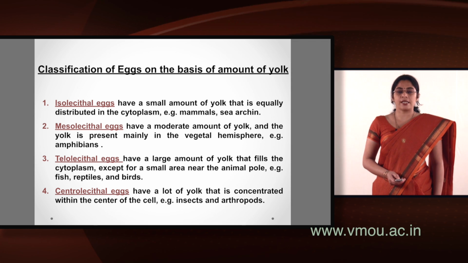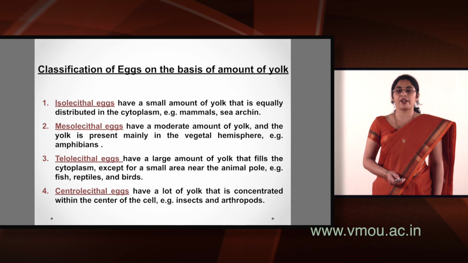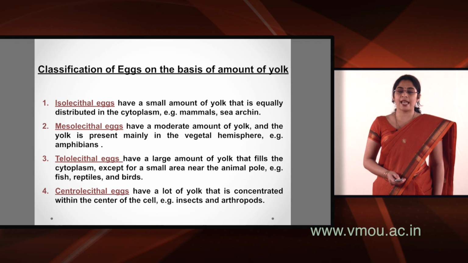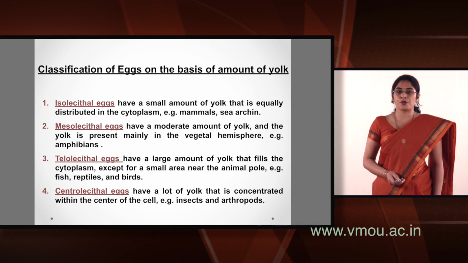Fourth, centrolecithal eggs have a lot of yolk that is concentrated within the center of the cell. Examples are insects and other arthropods.